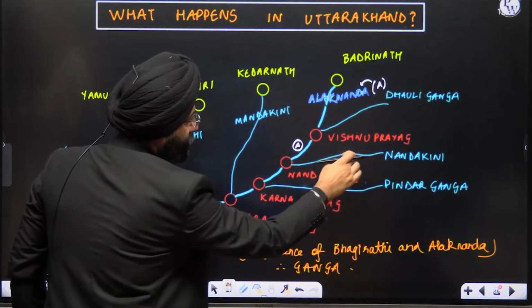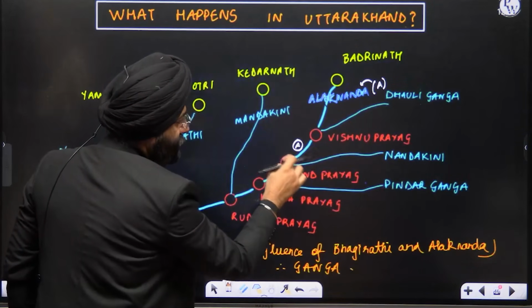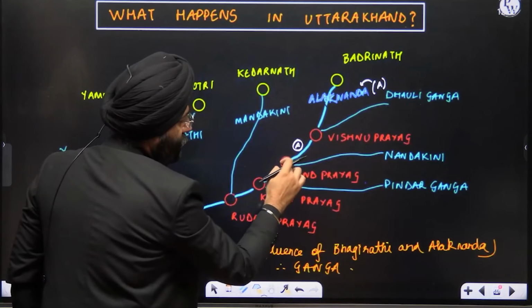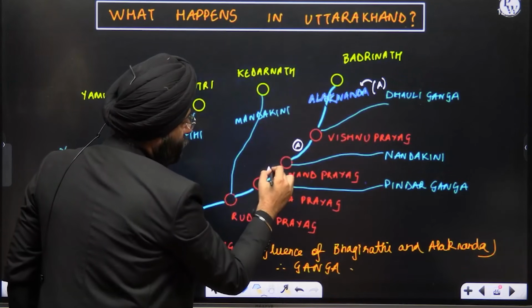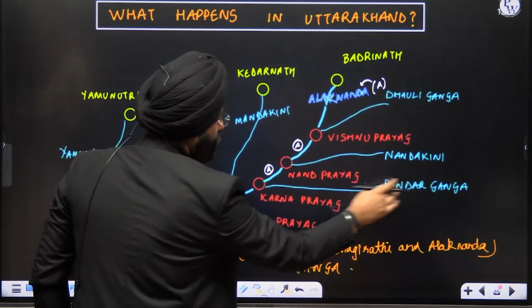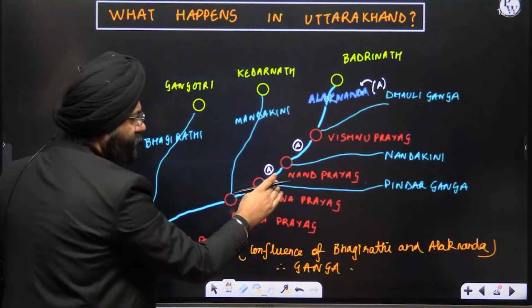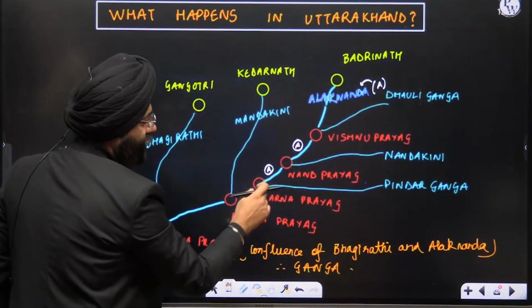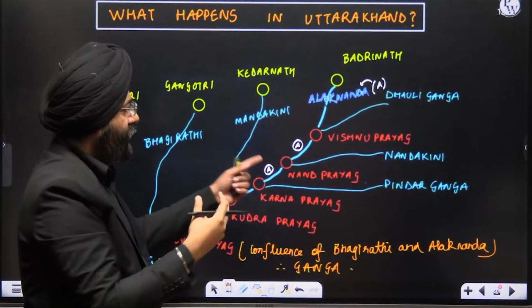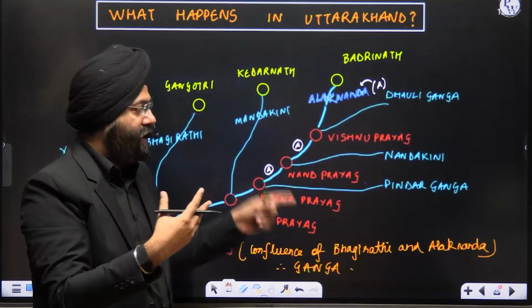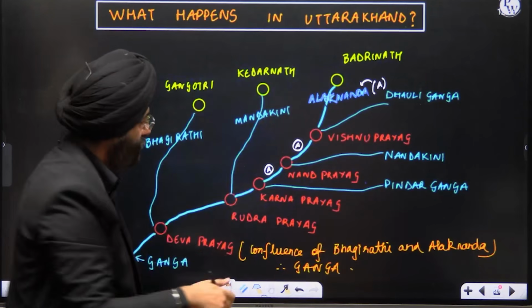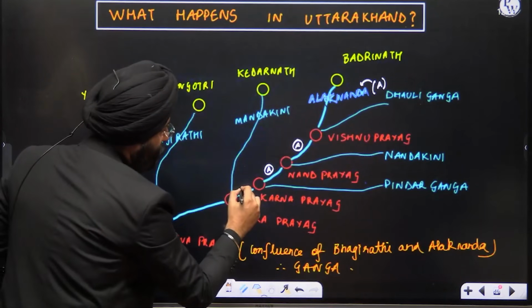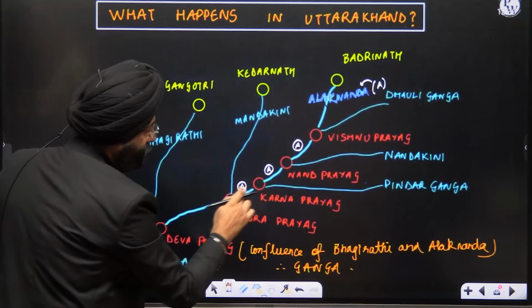Alaknanda is merged with Nandakini and it is known as Nandprayag. Alaknanda is still flowing. Pindar Ganga from the Pindar glacier merges with the Alaknanda at Karnaprayag. The place where Alaknanda merges with Pindar Ganga is known as Karnaprayag. Again, you realize this, Alaknanda is still flowing.